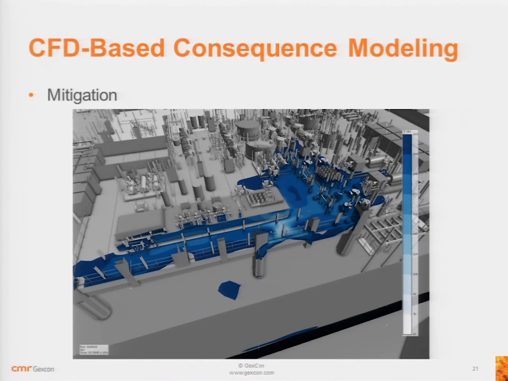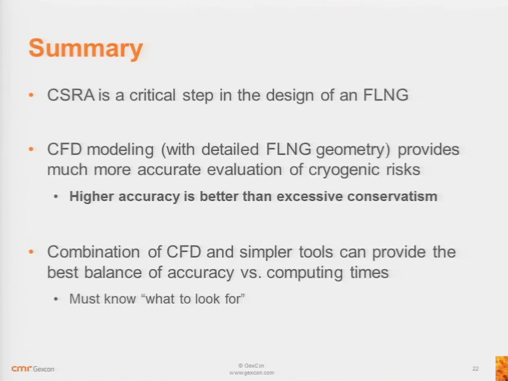Something else that you can do with CFD that you cannot do otherwise is look at mitigation. Here we can look at the temperature of the structure. We can see exactly how far on a deck or on a pipe or a vessel we have temperatures that would require spill protection. So all things that can be critical.